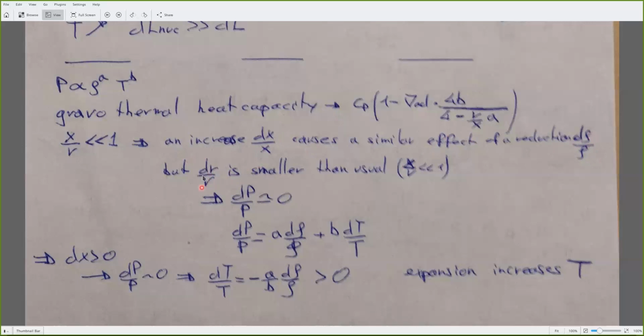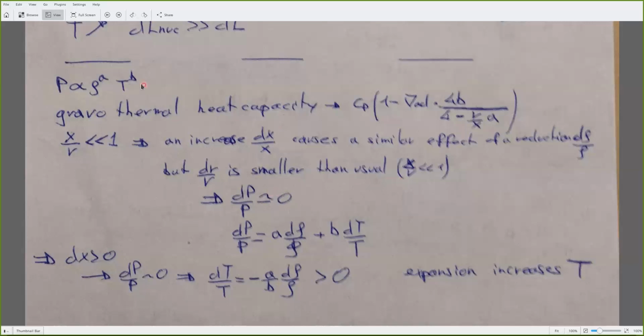But the proportional relative increase of the radius is smaller than usual because the thickness is small, so we can consider that the expansion doesn't cause a great movement of the superior layer. So the pressure is more or less the same, at least relative to the top and the value of the pressure. So it doesn't cause a great increase in the pressure.